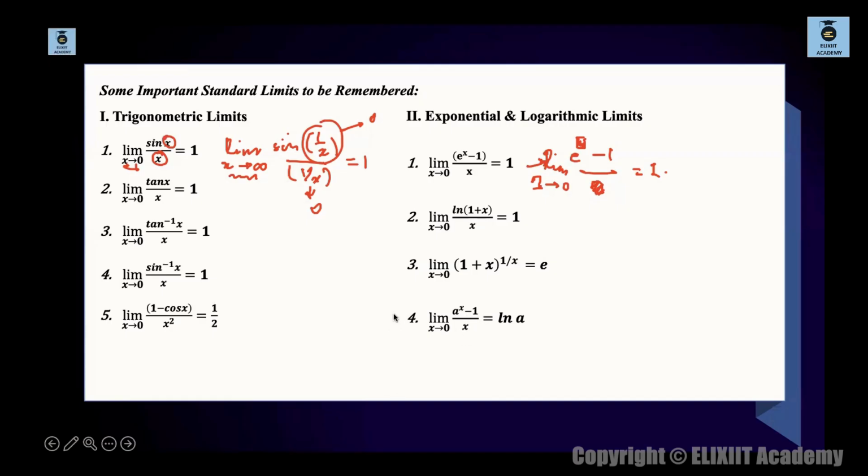Again, the fourth one is not widely used, but this is a very nice limit. You are supposed to remember this, because it is a general version of the first one. So, general version of the first one: a raised to the power of x minus 1, divided by x.